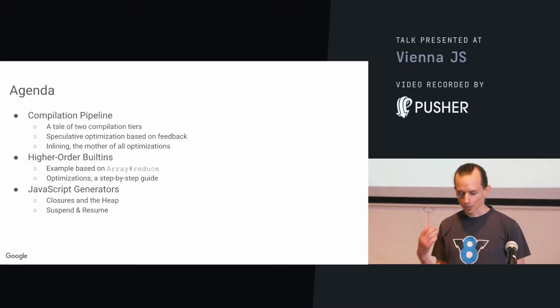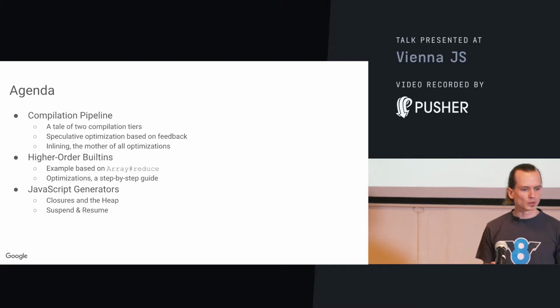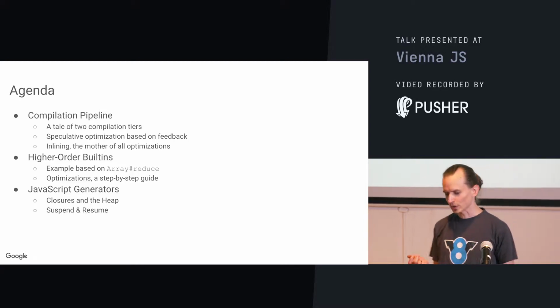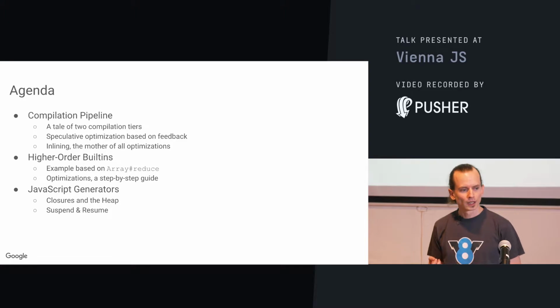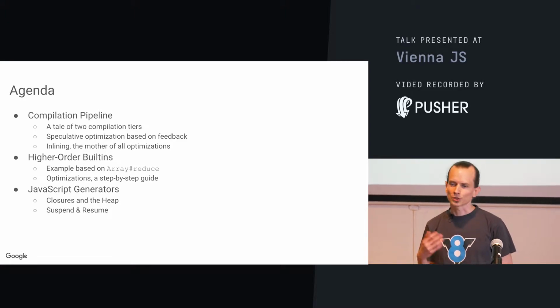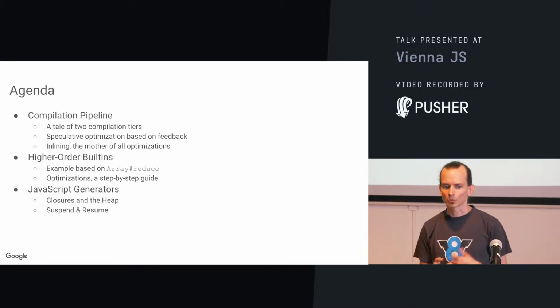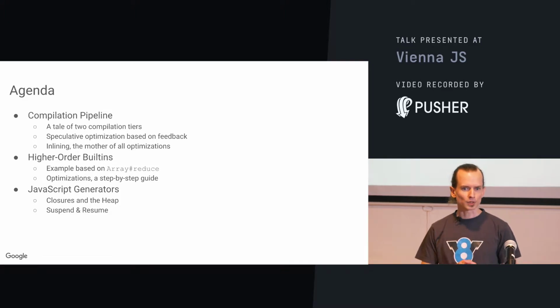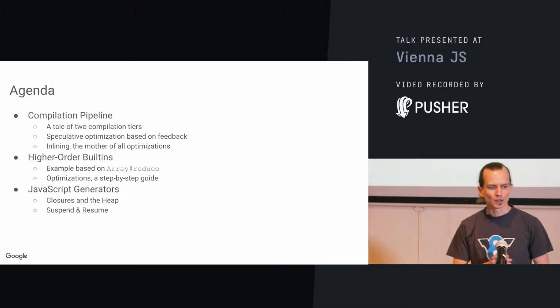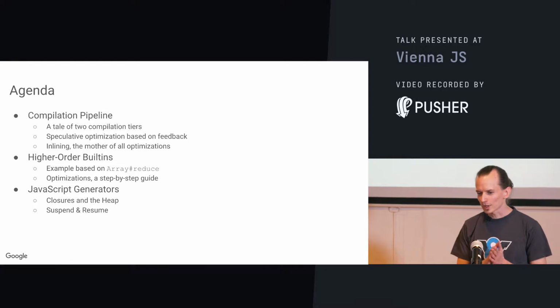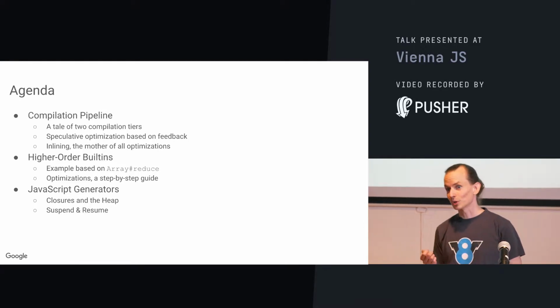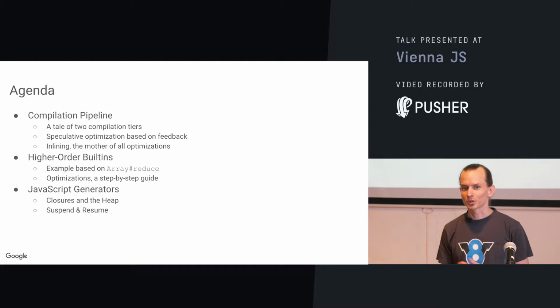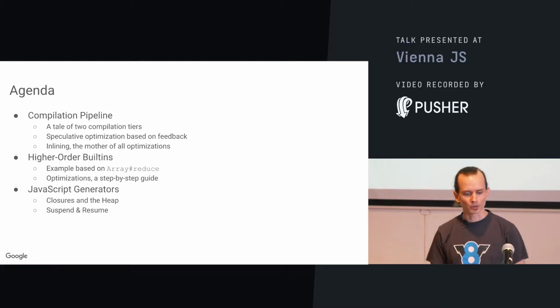Also, the optimizing compiler that we use uses speculative optimization, so I want to talk about that a little bit, and how it's based on feedback, because that might be interesting for application developers, how we actually optimize the JavaScript code. And one particular optimization I want to go through is inlining, because it's the mother of all optimizations, so to say. It enables a lot of other optimizations.